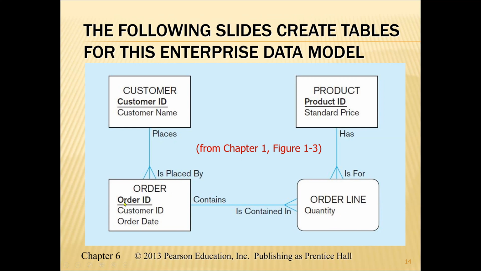Then the order, we have order ID. Order ID will be a primary key field, but there's a relationship between these 2 tables. So we have customer ID. Customer ID is a secondary key or foreign key in the order table, but it's a primary key in customer table.